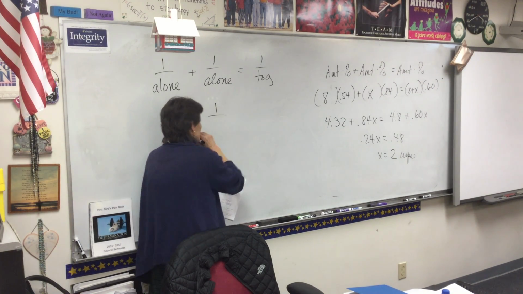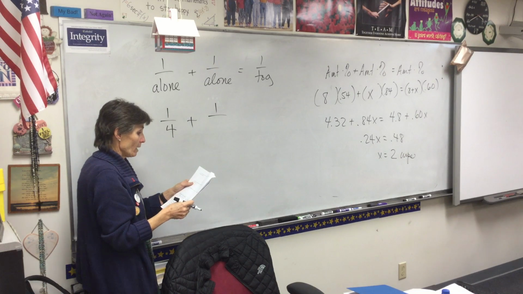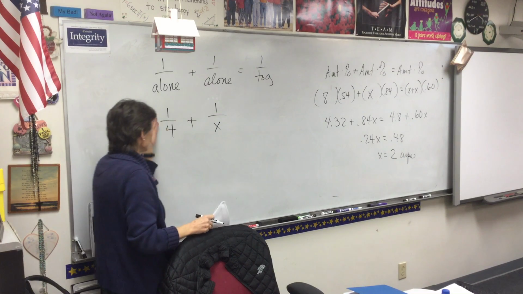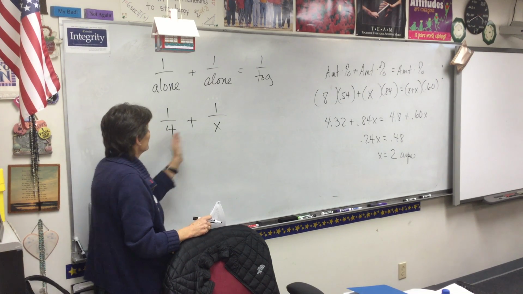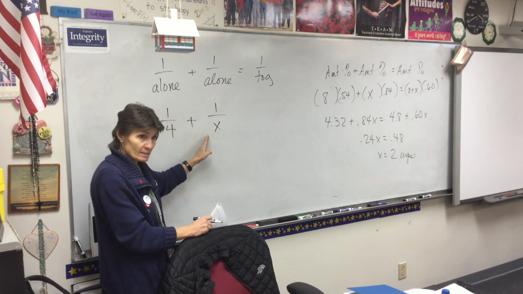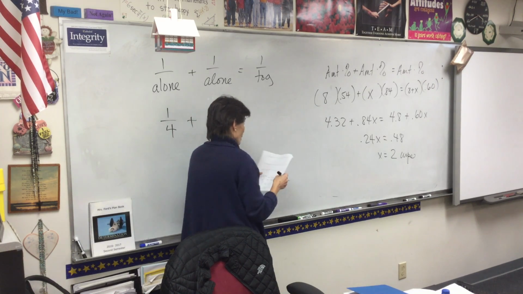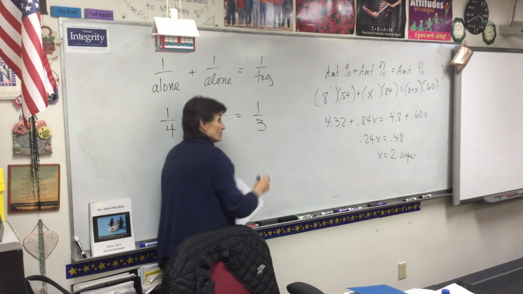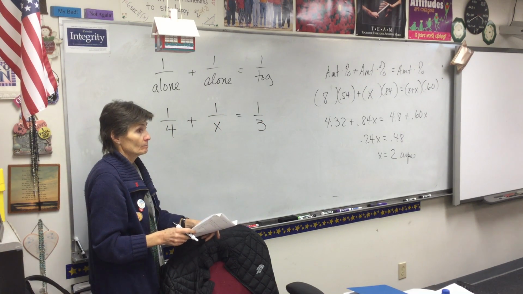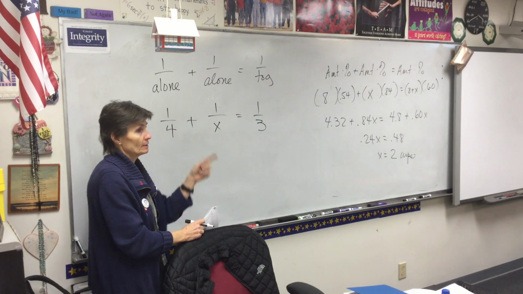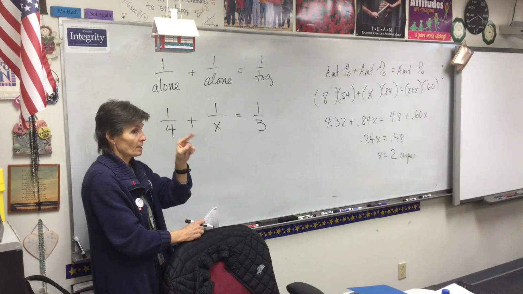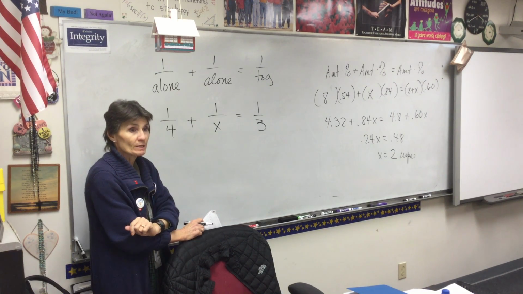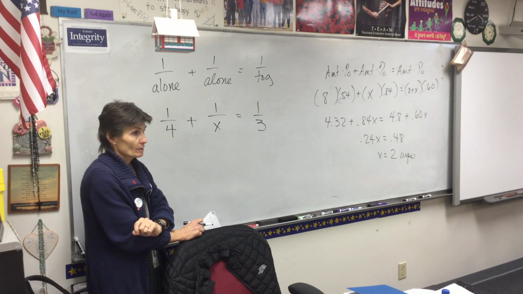Now I need Zach's time alone. Well, I don't know that, right? So that's x, so 1/x. So 1 over Danielle's time plus 1 over Zach's time will equal 1 over their time together, which is 3. So the setup is super simple: 1 over the first alone plus 1 over the second alone always equals 1 over their time together.